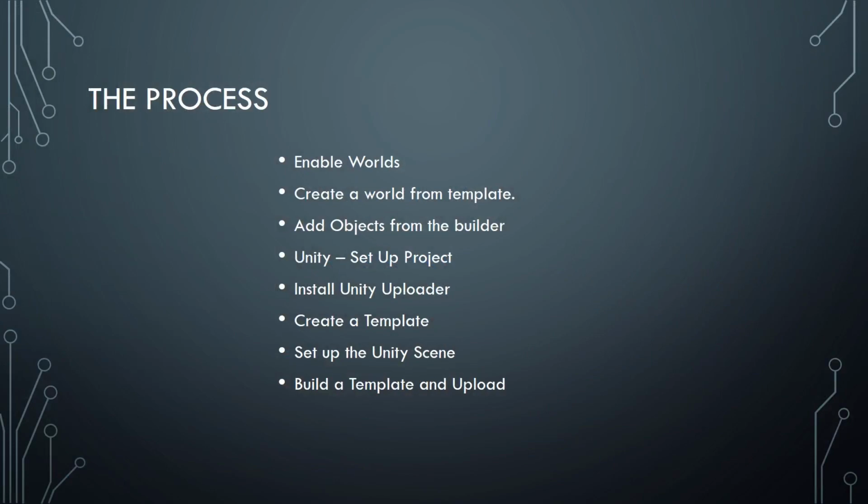So we've enabled worlds. We've created a world from an existing template, and we've added objects from the world builder into that world. That's great. So now we're moving on into Unity. Once we have Unity set up and the project is set up, then we'll find and install the Unity uploader, install that into our Unity project, and then configure that to work with our online account. You have to sign into the Unity uploader just like you would sign into the web page or sign into the app. And then later on, we'll create a template, set up the Unity scene, build a template, and deploy it.